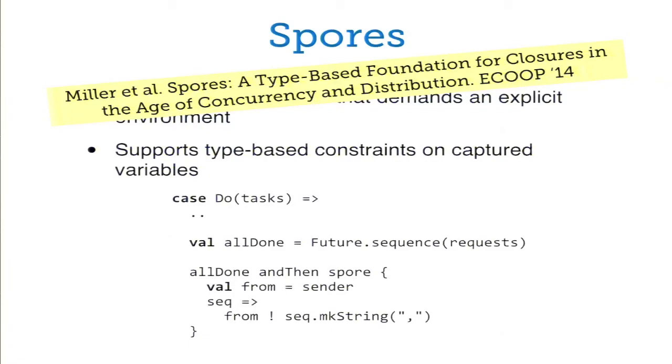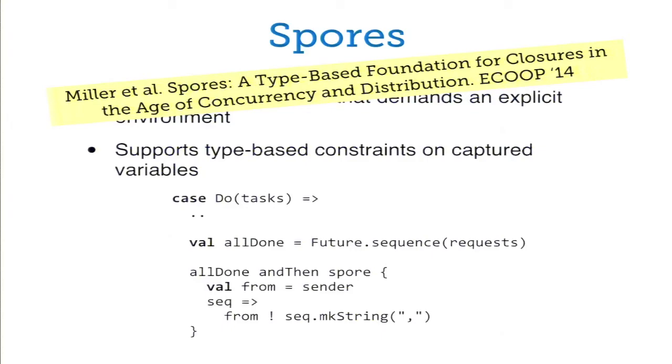Because remember that all this code here is executed immediately. It's just that we're defining computations that happen asynchronously. But for example here, the spore will be created immediately. So as soon as the spore is created, this sender is actually fixed. So that's one way to fix these things.